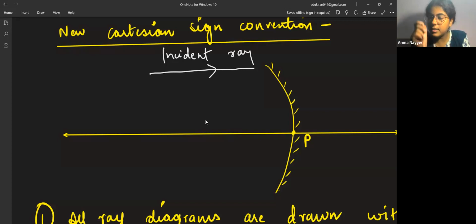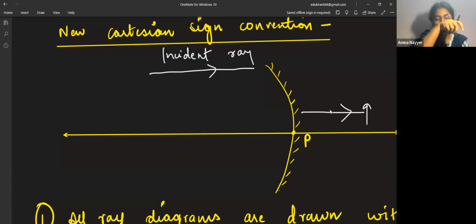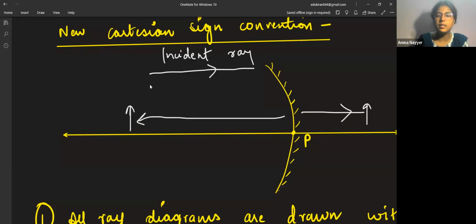You will always take the pole as the reference and then move towards the point. Suppose I take something over here, one object. From the pole, if I move, it will be in the direction of the incident ray. If I put something over here in front of the mirror, now from the pole I am moving towards this. Can you see it's in the opposite direction, right?